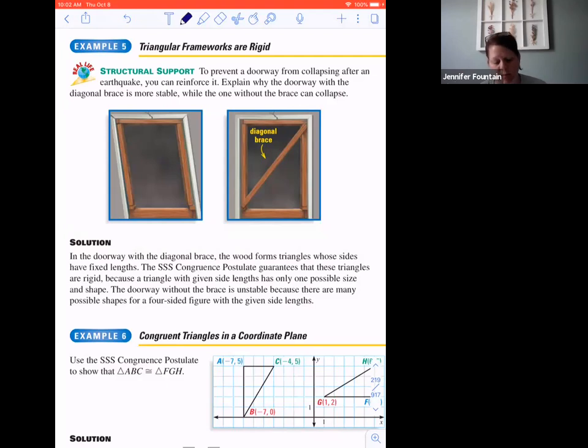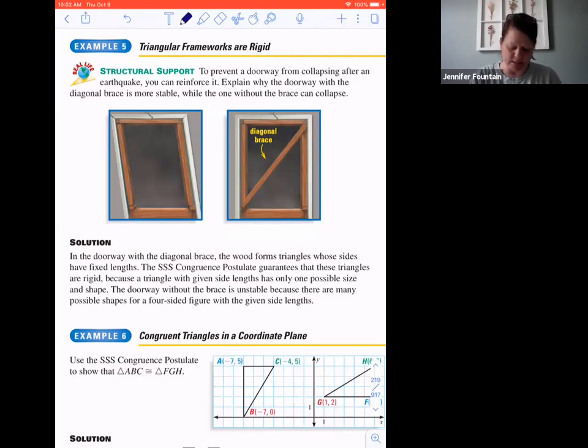The doorway without the brace is unstable because there are many possible shapes for a four-sided figure with the given side lengths. Now, the only thing is I could see that being with a window, but if it's a doorway, I'm not real sure. You're going to have to duck or crawl over to get through it. So I can definitely see how it would be more stable, but it might be a little more hard to get through.